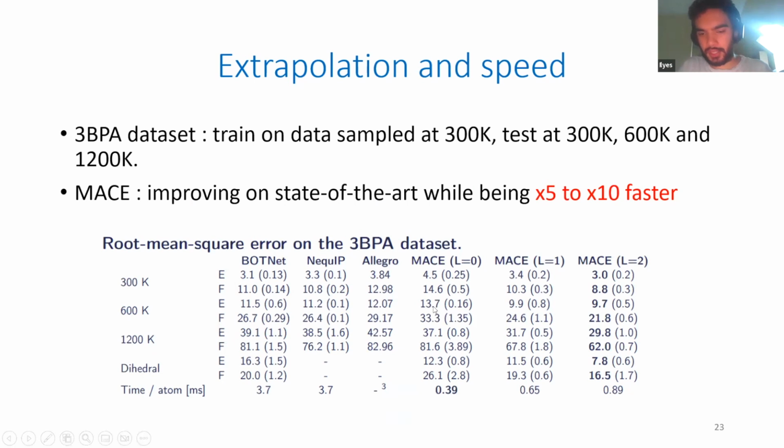And what is very interesting is that even passing only invariant messages, so L equals 0, already yields quite good extrapolations. And L equals 0 MACE is quite fast, because the tensor product on edges is very simple, and so you gain a lot of speed. This is why with MACE you can gain a factor of 5 to 10 over other approaches in speed. So this is really the central result for MACE.